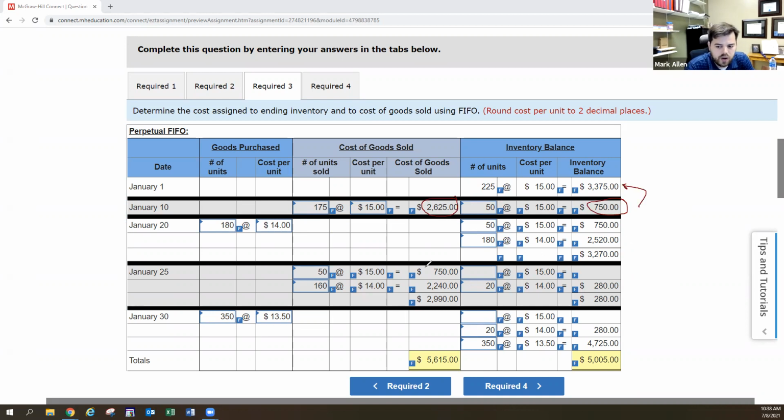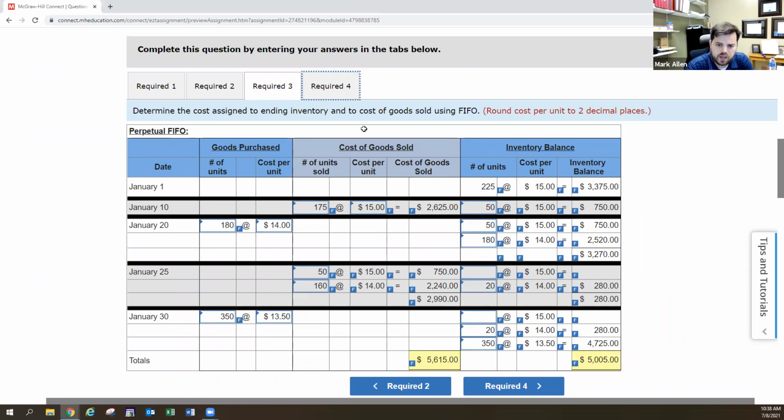And then as we come down, I've sold an additional 210 units. We remember this is FIFO. If this is FIFO, these are the ones I sell first. So those go to 0. Then I sell these. That goes to 20. So 50 here, 160 there. Here's this 2990. 20 then at 14 is 280. 280 plus 2990 is 3270. And then finally, we come down, we add in the last purchase. So 20 at 14 right here, coming down into the next layer, plus the 350 at 13.50. 5,005 in total inventory, 5,615 in total cost of goods sold.